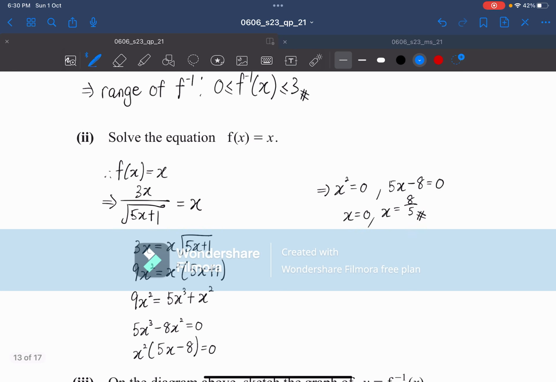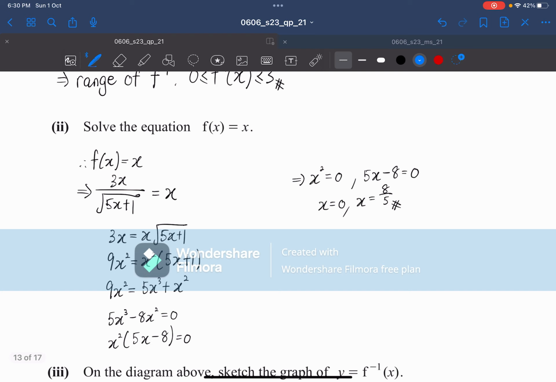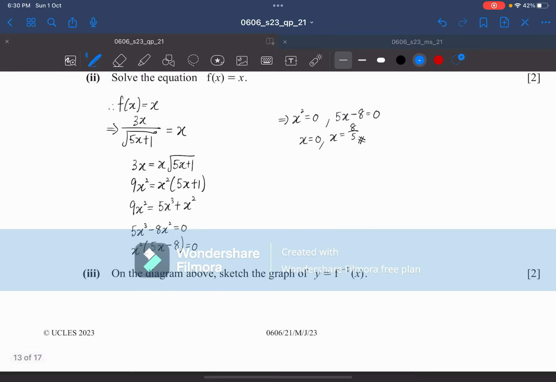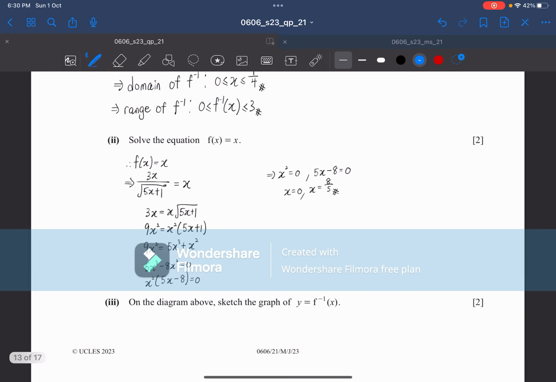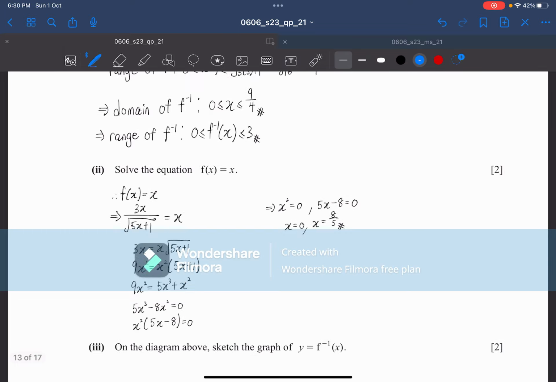So solve the equation. When you get something like this, square both sides because you don't want to deal with the square root. And now it's just a cubic. You can simplify it out, and x squared is equal to 0. And for these two right here, 5x minus 8 equals 0. Then you get x equals 0 and 8 over 5. So that's the answer.